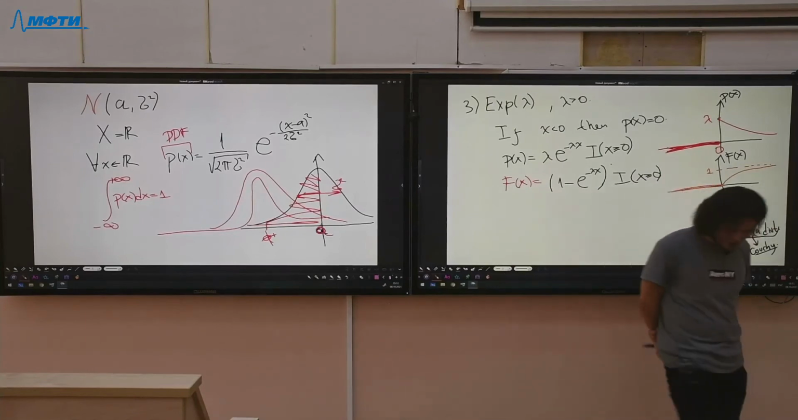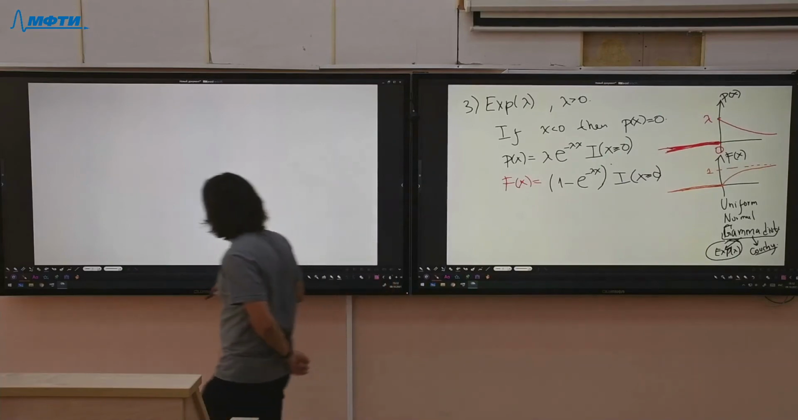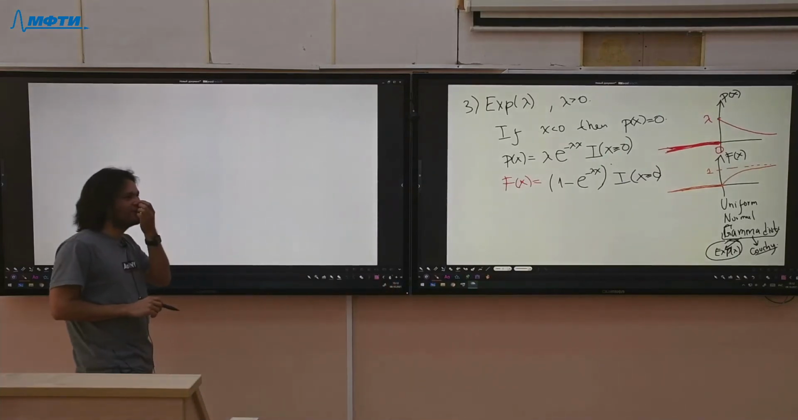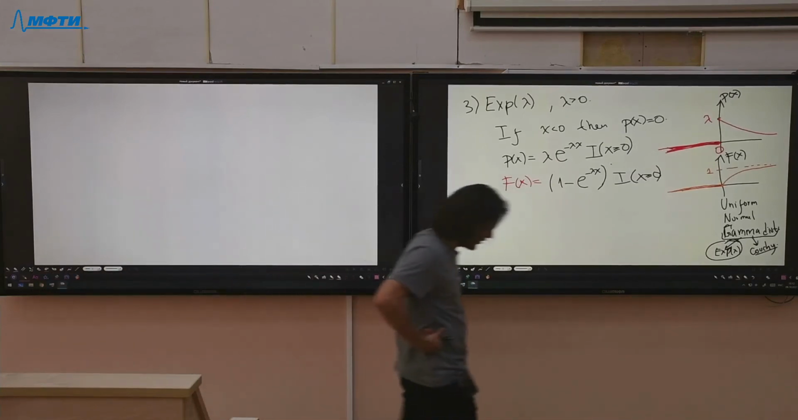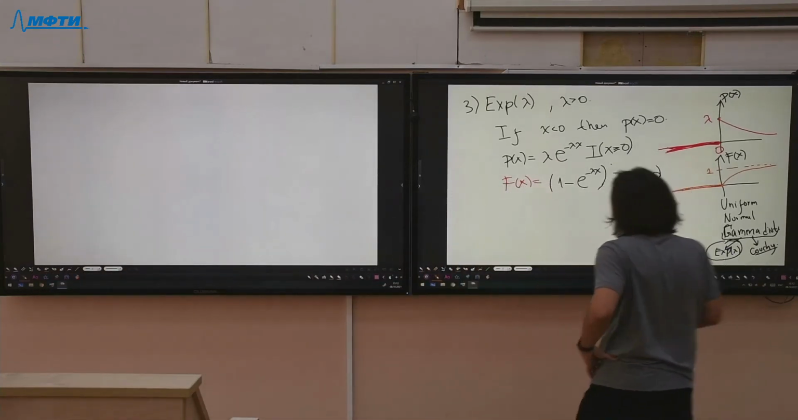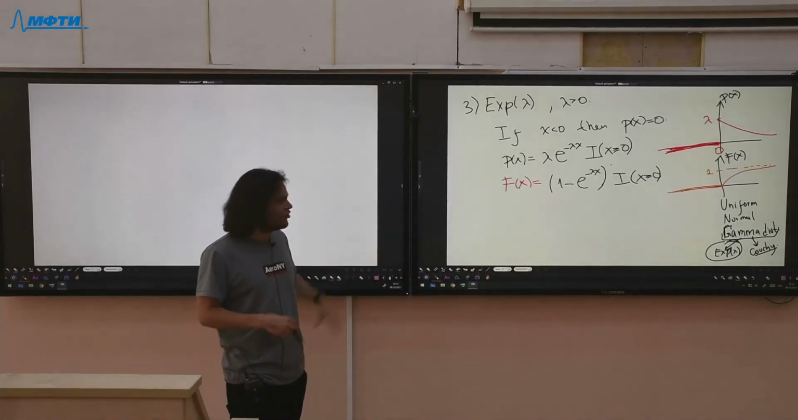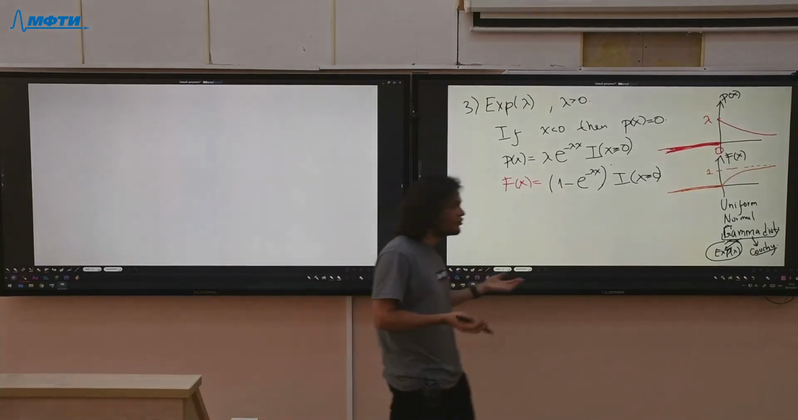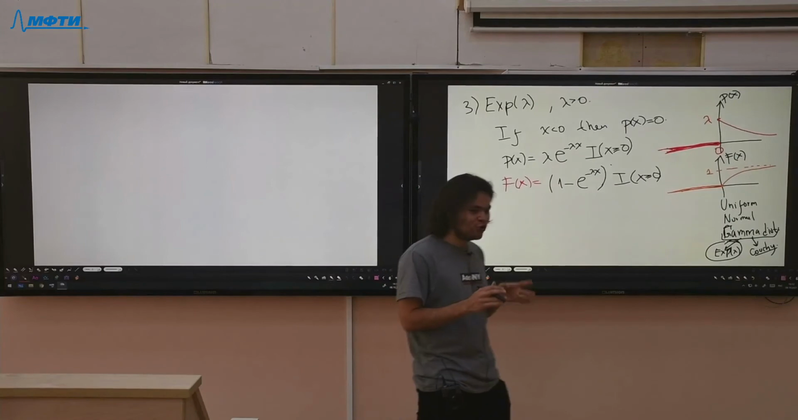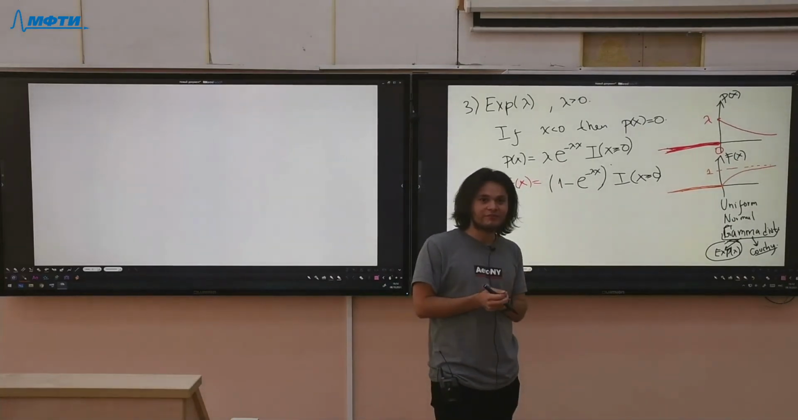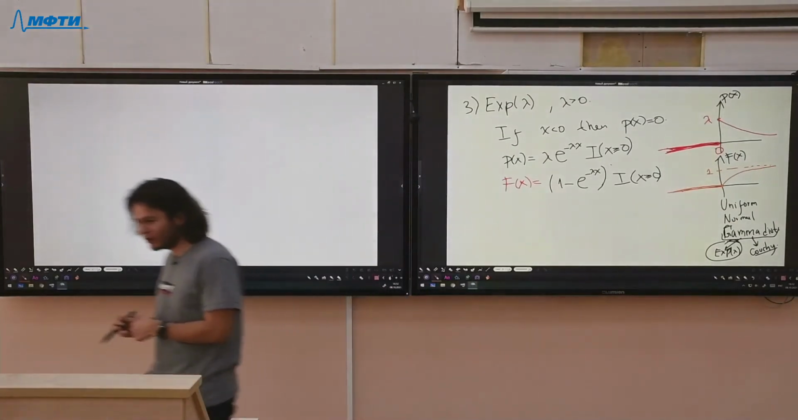And finally, we can talk about the Cauchy distribution. But I just don't remember how it looks like. So let's talk about the Cauchy distribution later because I don't remember. And that's it. These are the main distributions that we need by now. Do you have any question? Everything is clear. Perfect.